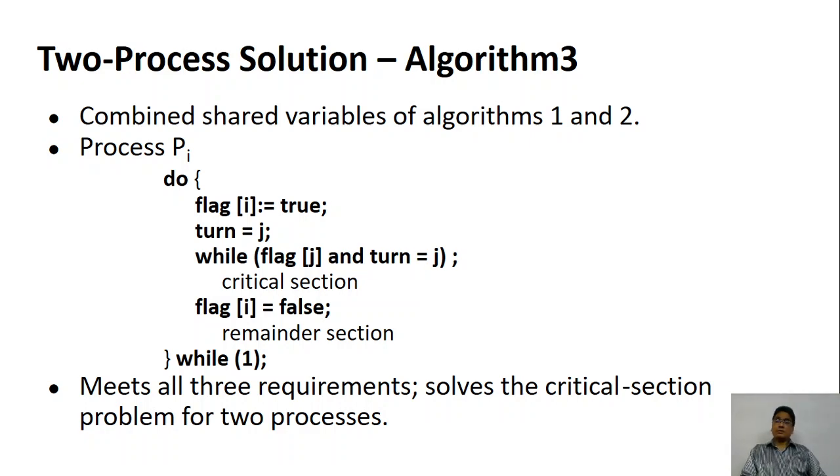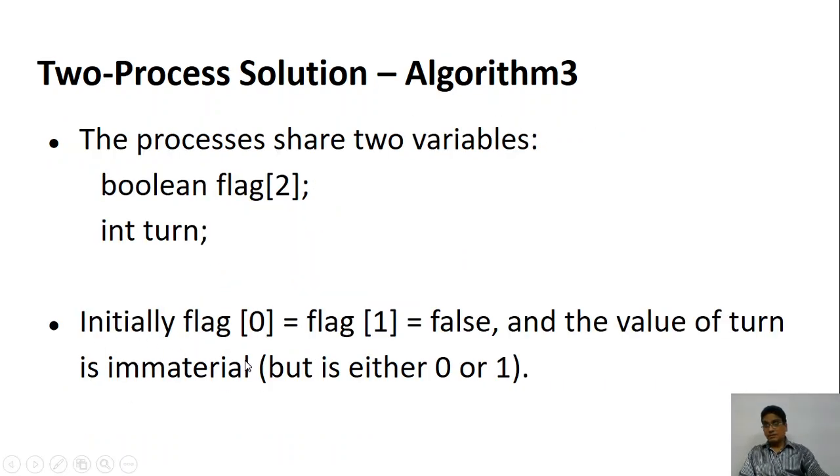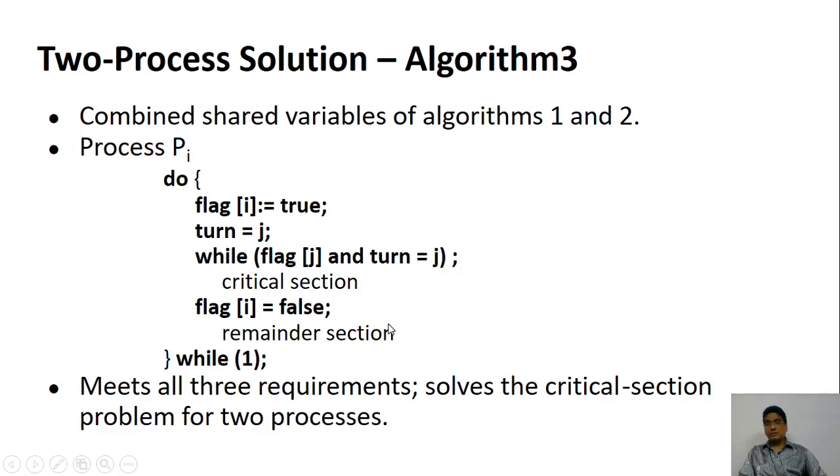Let's look at how the process Pi will work in this case. Remember, initially both the flags are false, for process 0 and 1. Process i says I am interested. How does it say that? It sets flag of i to true, which means i is interested in entering. But it is a good process, so it says let the turn be of j. Let j complete. I am interested, but let j complete, then I will go and do it.